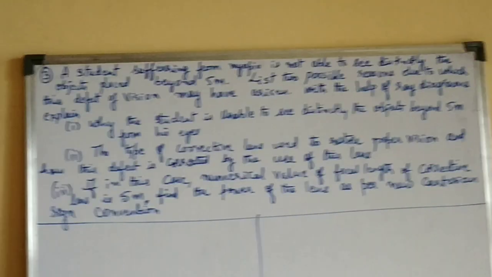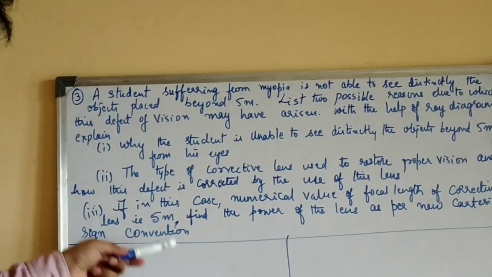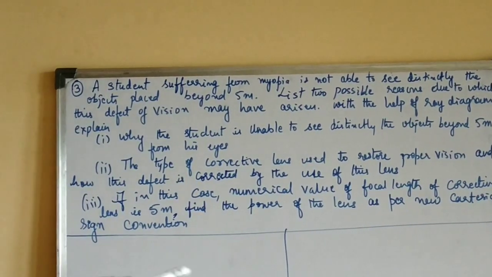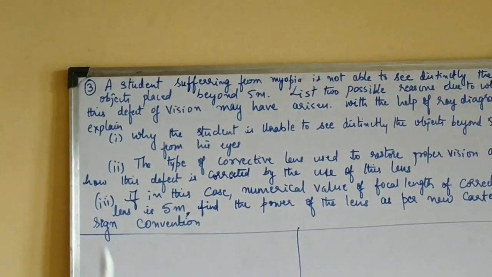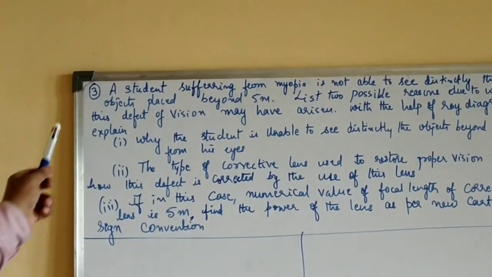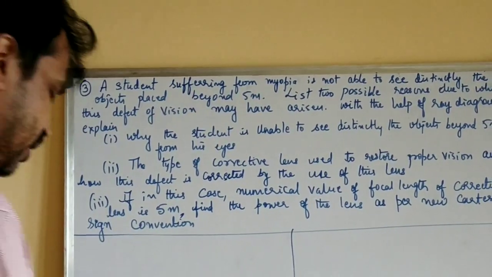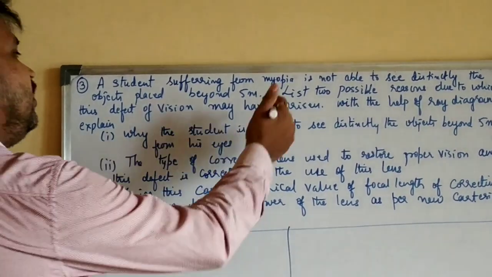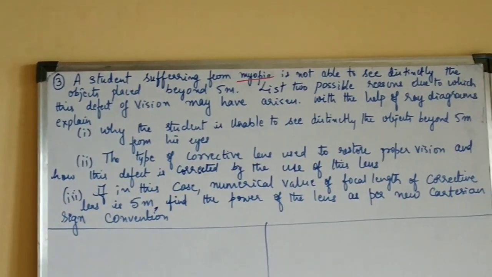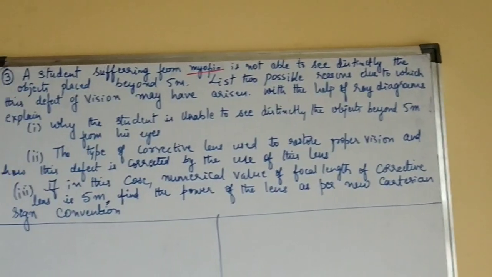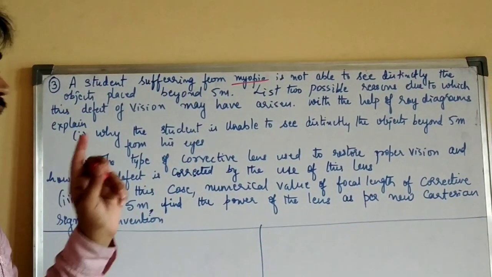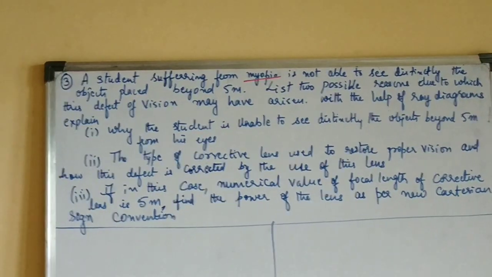Okay. Now the third problem, though the problem seems to be looking very big, the answers are very easy. Just read the description of the problem. Now this was in CBSE, one of the sample papers. A student suffering from myopia. They have only mentioned that the student is having myopia. The student suffering from myopia is not able to see distinctly the objects placed beyond 5 meter. So beyond 5 meter means the far point is 5 meter here. So beyond that he is not able to see the objects.